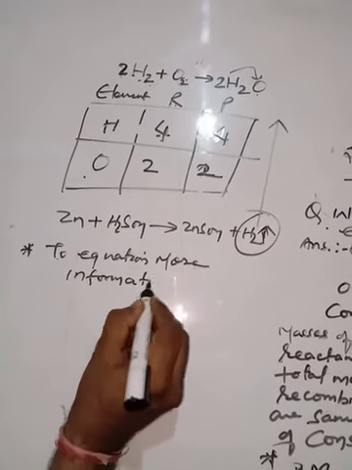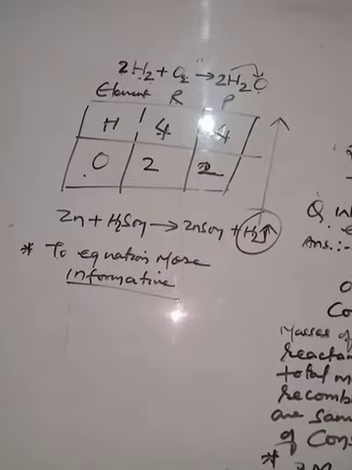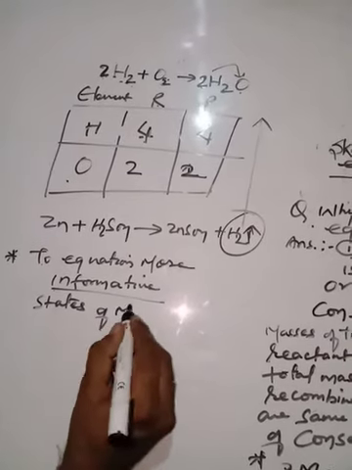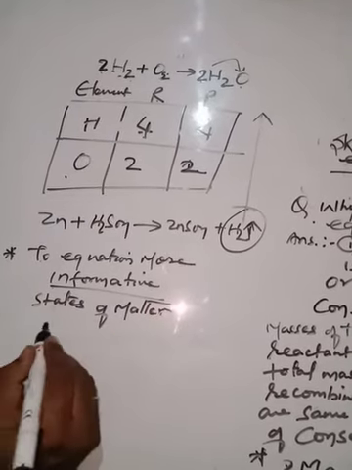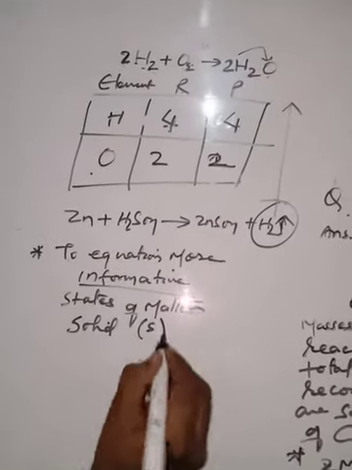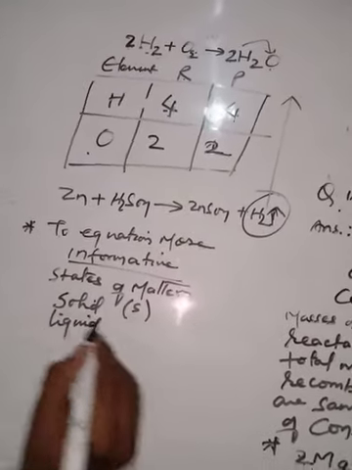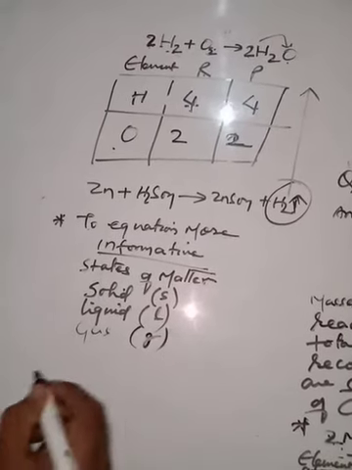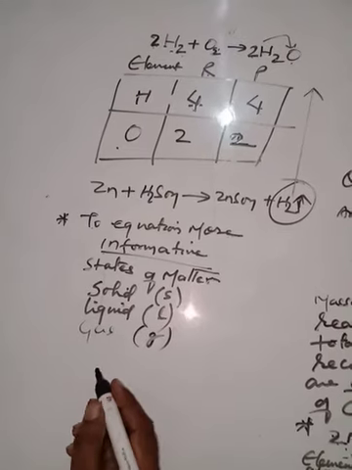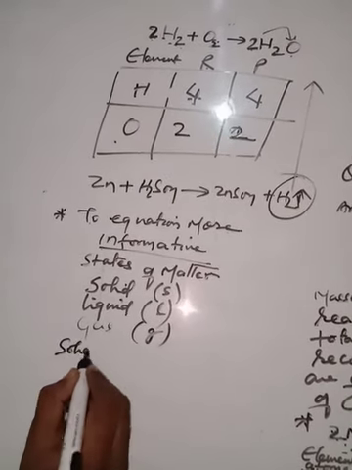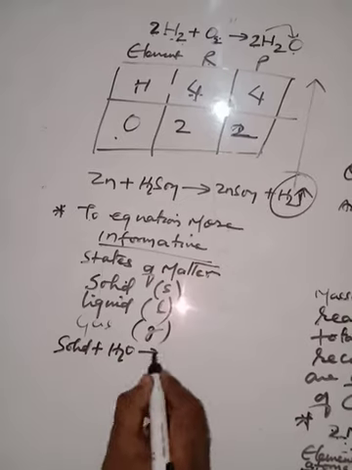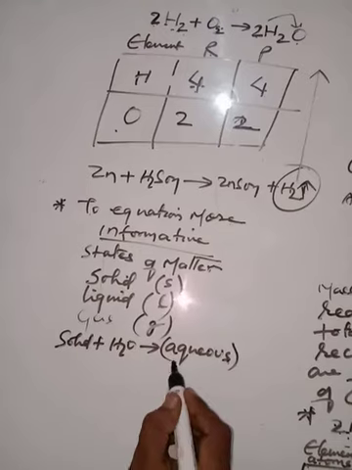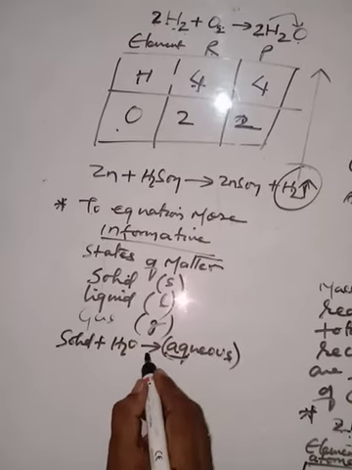There we have to move with a specific path. As we are talking all about the states of matter, we find solid is written as small s, liquid as small l, gas as small g. Whereas if a solid component is mixed in water, solid plus H2O, then it is regarded as aqueous. Under the aqueous word, we use the term aq.